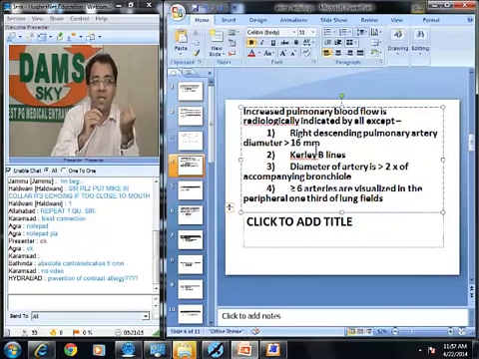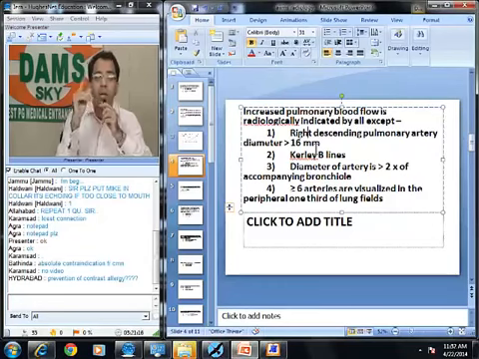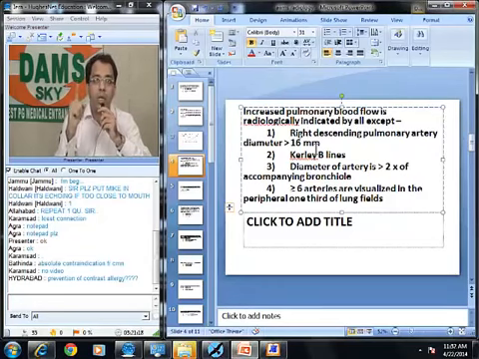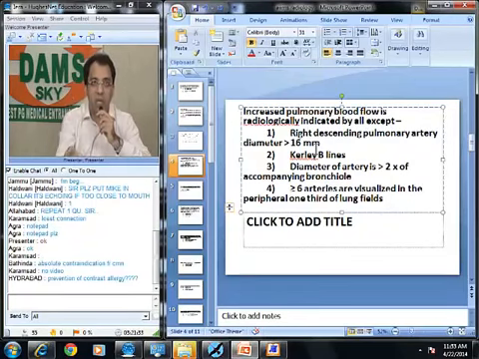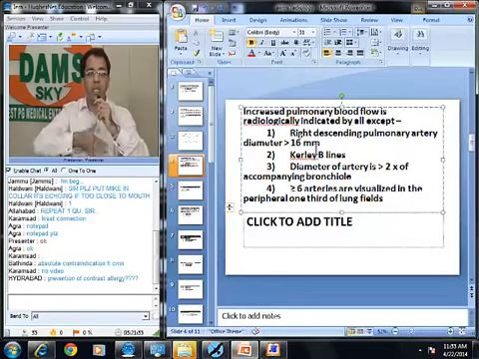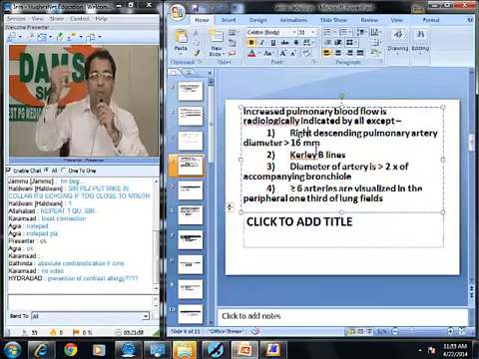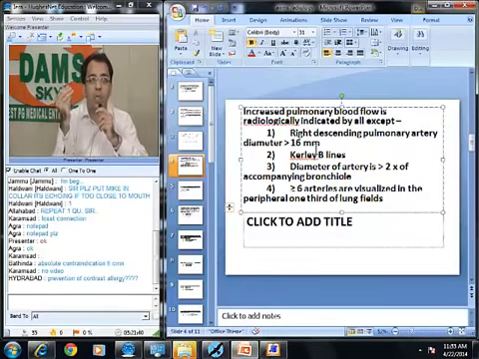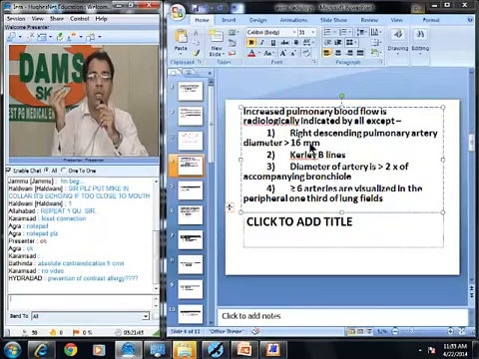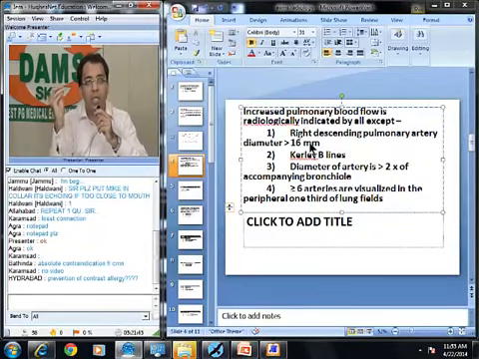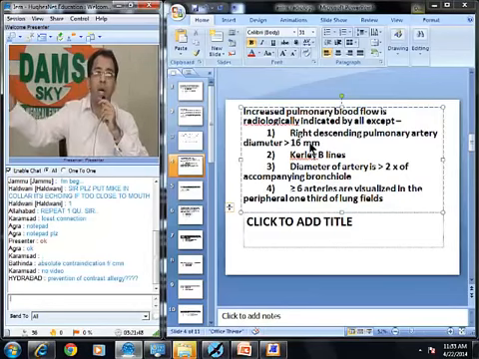Answer is Kerley B lines. And many people are telling you wrong. Please remember, Kerley B lines do not indicate increased blood flow in the lung. Increased blood flow is plethora. Kerley B lines actually indicate pulmonary edema. Pulmonary edema is seen in left ventricular failure. When a patient has LVF, there is increased pulmonary capillary wedge pressure, fluid comes out into the interstitial spaces of the lung, which is called interstitial edema, seen as lymphatic engorgement, which is called Kerley lines.